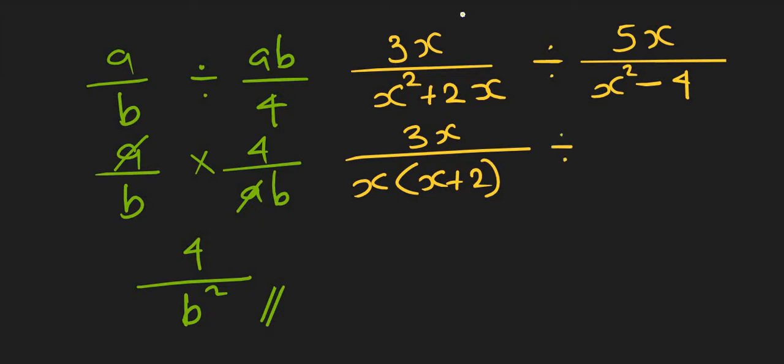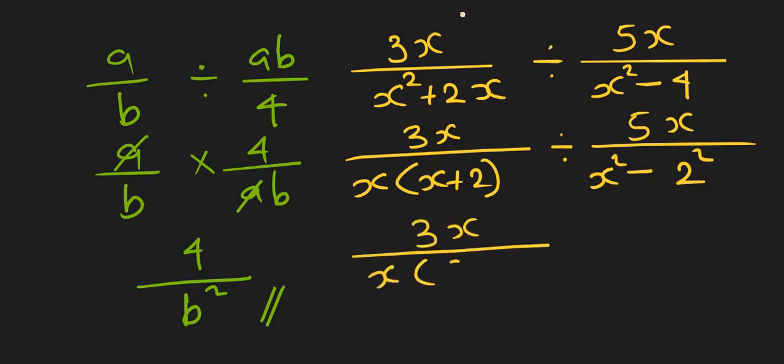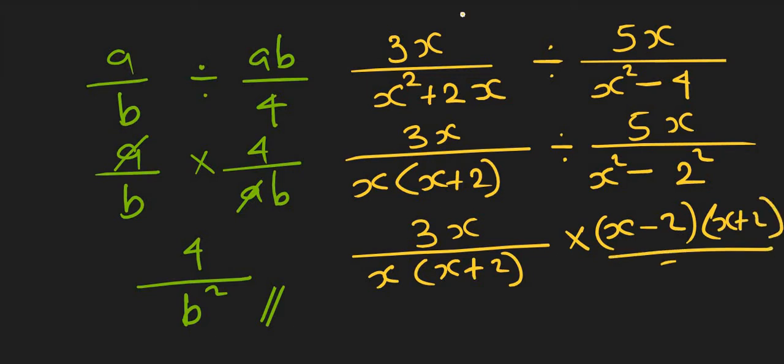Now this factored fraction should be divided by 5x, which cannot be factored any further, but x squared - 4 can be factorized as x squared - 2 squared, which represents a difference of squares. So we write this as 3x divided by x into (x + 2), multiplied by (x - 2) into (x + 2) divided by 5x, because x squared - 2 squared can be factorized as (x - 2) into (x + 2). x + 2 will get cancelled off.